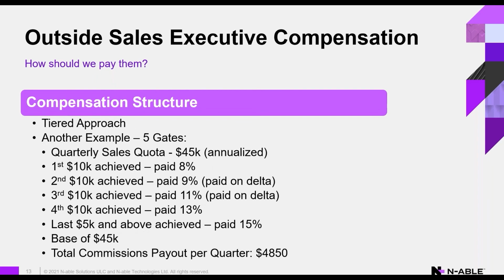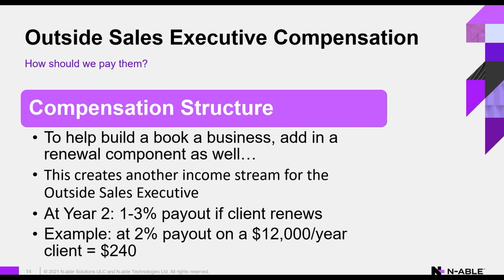Another example that I was given by another partner, they had a little bit lower of a quarterly quota. So they had a 45,000 annualized quota per quarter, but they still use kind of the 5 gates approach. So the first 10, they paid 8, the second 10, they paid 9, the third 10, they paid 11, the fourth 10, they paid 13, and then the last 5, and then anything above that, they paid 15%. And so total quarterly compensation, if they hit all of those gates, would be $4,850. So just a couple of examples there.